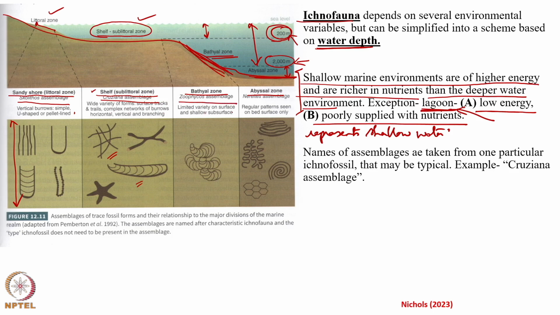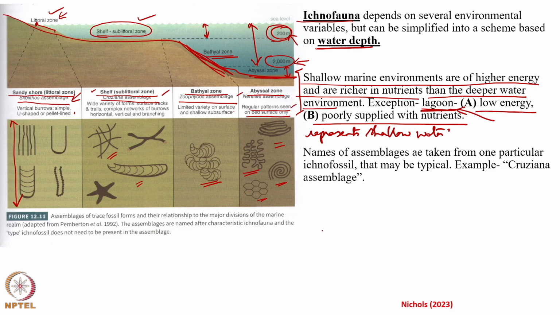They have limited variety on the surface and shallower subsurface. This is the appearance, and in the abyssal zone we get regular patterns seen on the bed surface only. So, if we get a Skolithos assemblage, it indicates a very shallow depth regime of the littoral zone, a still deeper zone will be indicated by the Cruziana assemblage, then Zoophycos in the bathyal zone, and the abyssal zone by this.